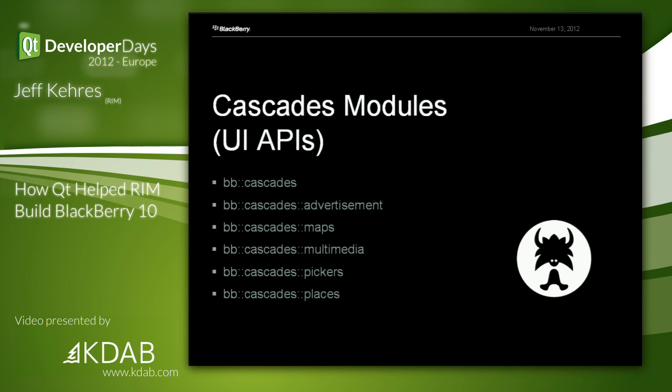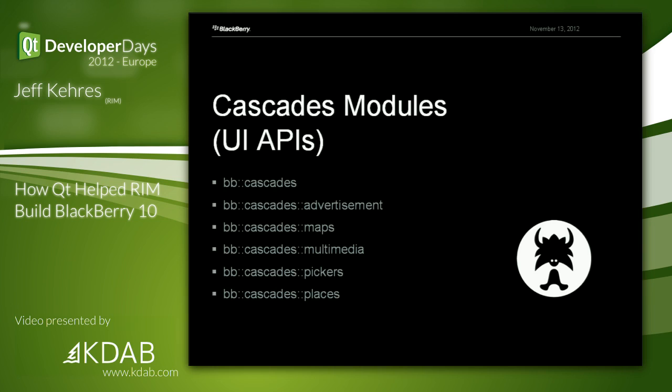So the UI related libraries we've created start with BB Cascades. This is the big one, like Qt GUI. Most of the core functionality lives here. So we've got core components, we've got layout managers, animations, we've got WebKit integration here, so for a web view. BB Cascades advertisement, as you might guess, is for doing advertising within your app, like banner ads.